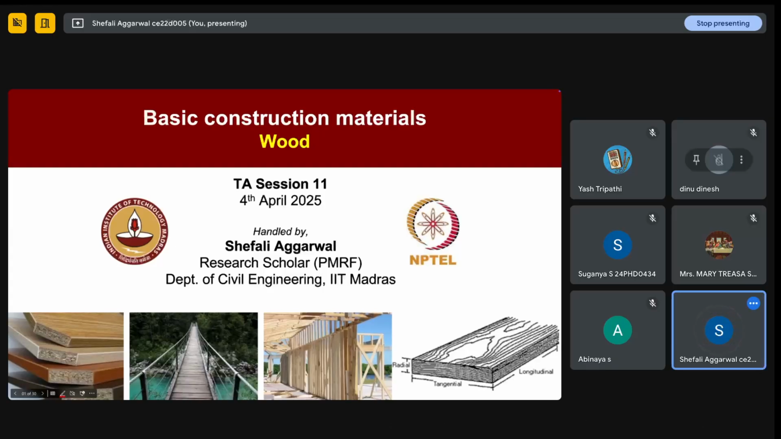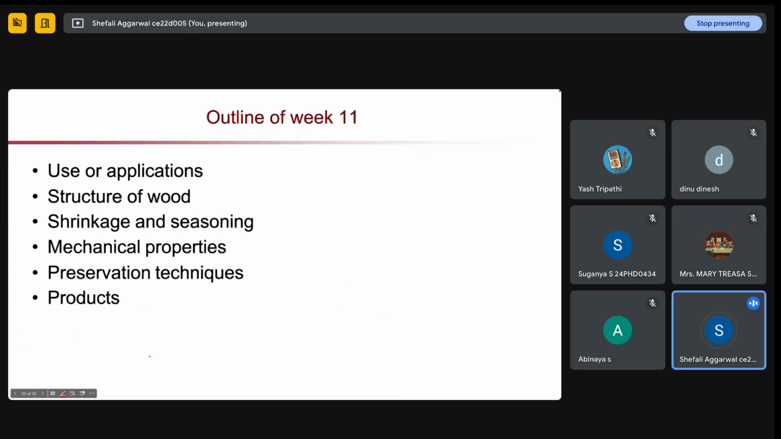So an overview of what we talked about on wood this week was: what are the different uses and applications of wood in our concrete studies, what is the structure of wood, and how different elements of wood, or how different orientations of wood, will affect the properties of wood or timber. Then we talked about shrinkage, how shrinkage happens in wood, what seasoning is and what the purpose of seasoning is, and then the different mechanical properties, preservation techniques, and different products of wood which are used in the construction industry.